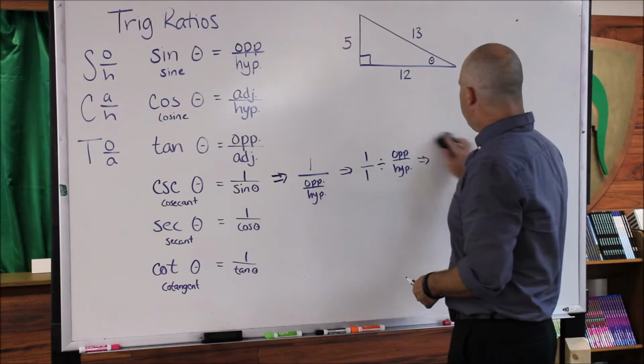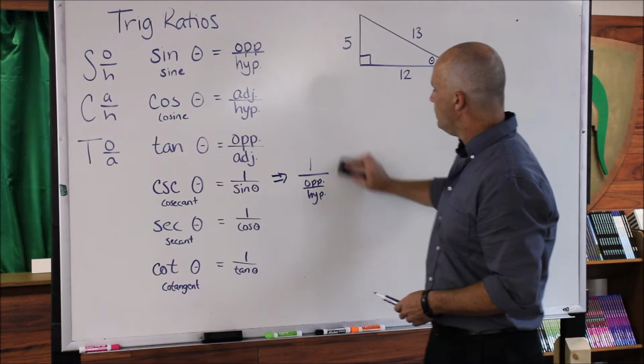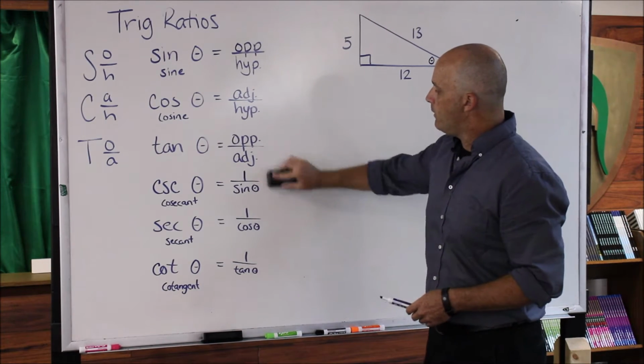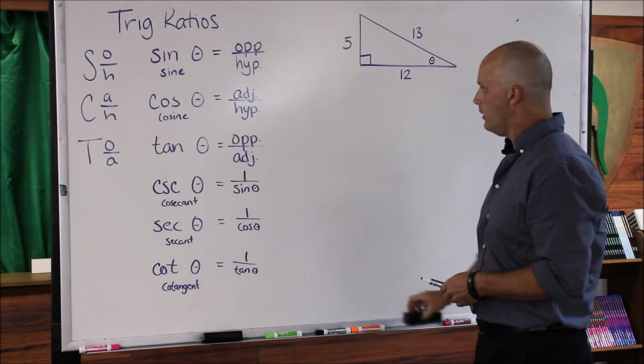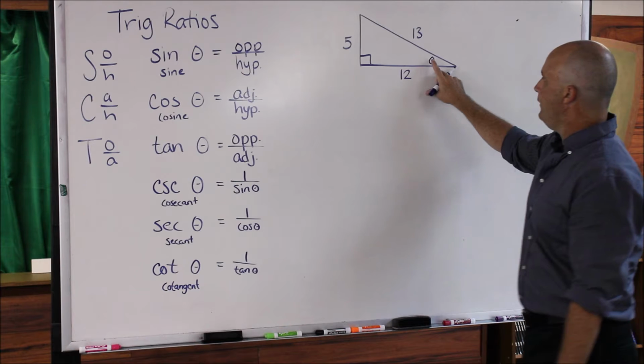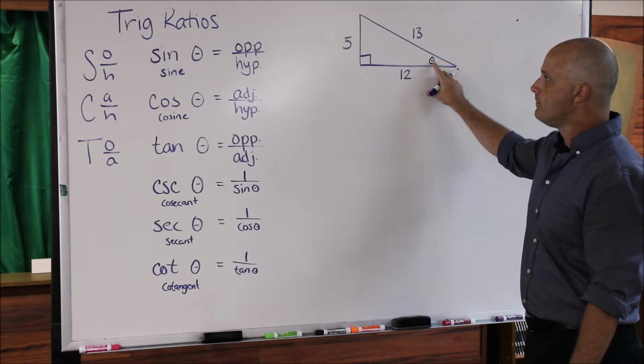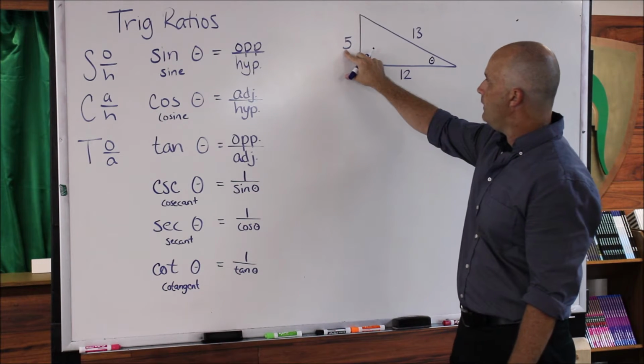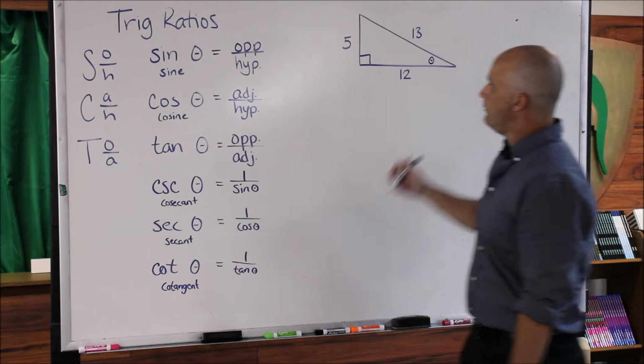So let's say that we're given this triangle here as an example, and we want to find out what all these trig ratios are. We're going to look at the sine of theta. So we're going to identify where theta is, and theta is this angle here. So we go opposite 5 over hypotenuse 13.